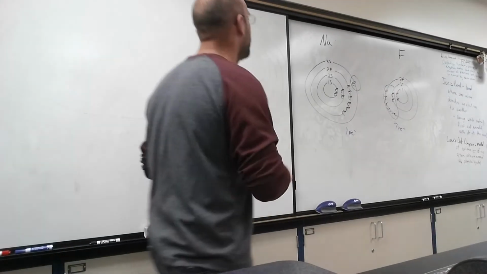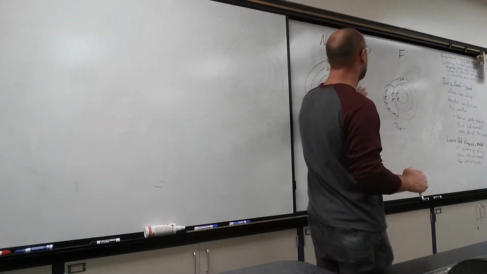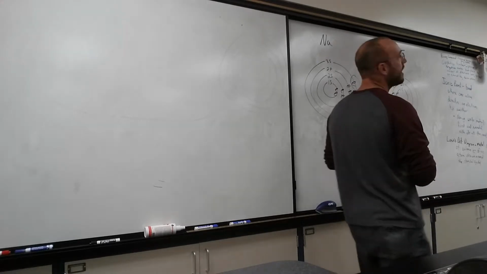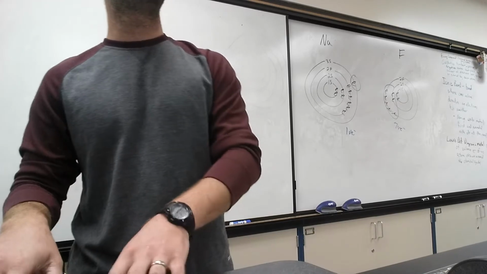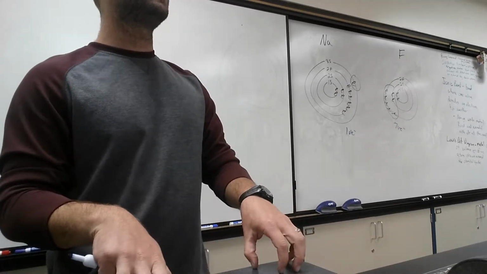All right, so sodium has how many valence electrons? One, and fluorine has 7. Now, we went over the octet rule yesterday. The octet rule says that to be stable, they want to have 8.